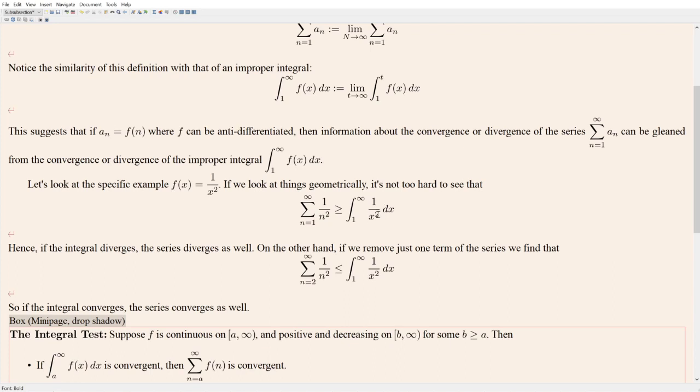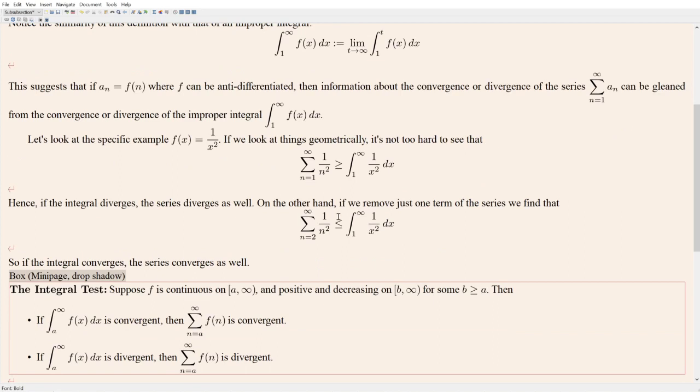If the integral diverges, suppose that this wasn't 1 over x squared, but it was some other function. If this integral diverges, so it explodes to infinity, then this series would also have to diverge, because it would be larger than infinity itself. So if the integral diverges, the series must diverge as well.